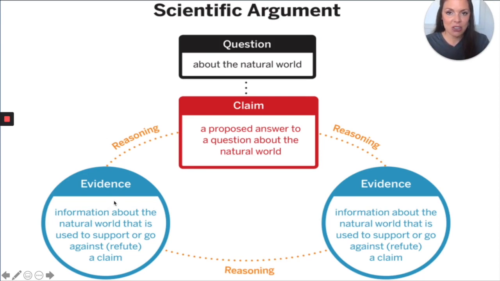But we can't just stop there. We have to connect the pieces of evidence with each other and connect the pieces of evidence back to the claim. So we need to be able to explain that that graph and what we're listing as evidence supports the idea and how the two are connected to each other. And we call that our reasoning. So that explanation is our reasoning, and that makes a scientific argument. So claim, evidence, reasoning.